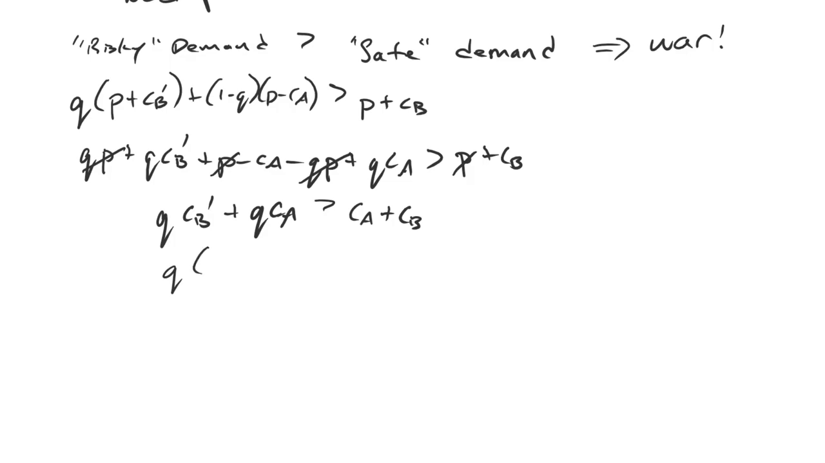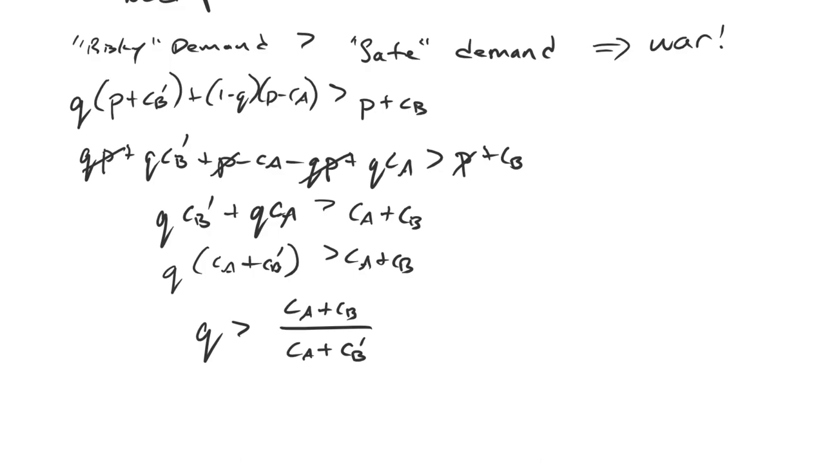So let's solve for Q. So we need to group the CA and CB prime together on this side. Well, CA and CB are both positive values, so we can just divide that off onto the other side and we get Q greater than CA plus CB over CA plus CB prime. And you'll notice here, because CB prime is larger than CB, the denominator is larger than the numerator. So this is a value that's between 0 and 1. Q is also a probability, so it's a value between 0 and 1. So if this Q value exceeds CA plus CB over CA plus CB prime, then the optimal demand is for A to make the risky demand of P plus CB prime and have the low-cost type reject.